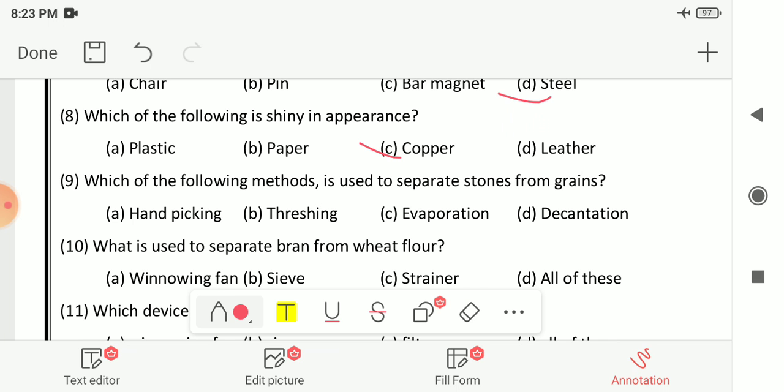Next, ninth number, which of the following methods is used to separate stones from grains? The options are hand picking, threshing, evaporation and decantation. So here your answer is option A, that is hand picking. By this method we can pick the stones from the grains by our hands. So hand picking is your answer.